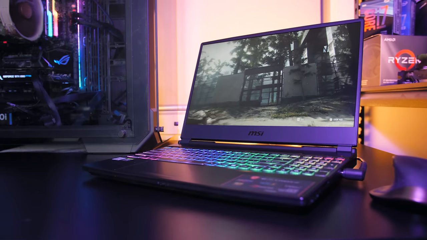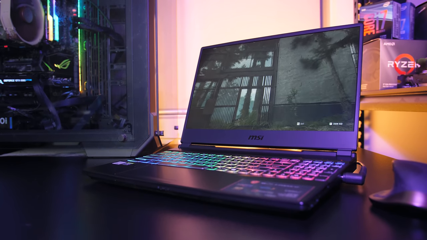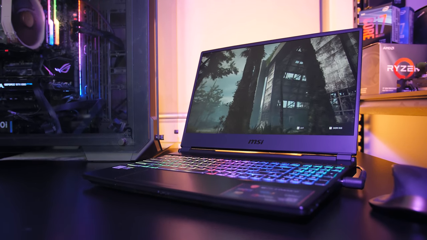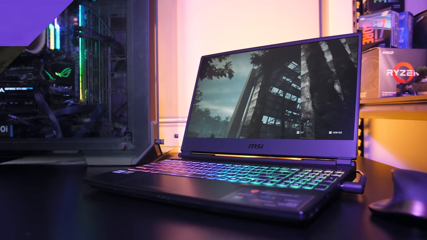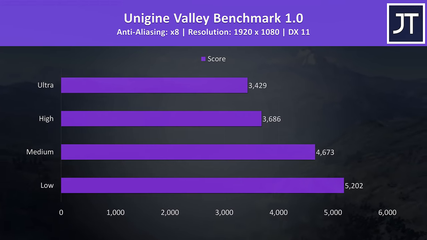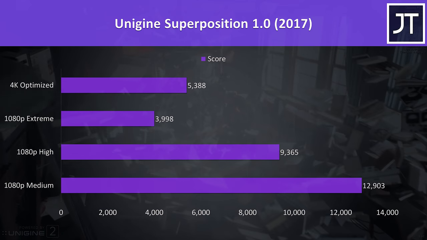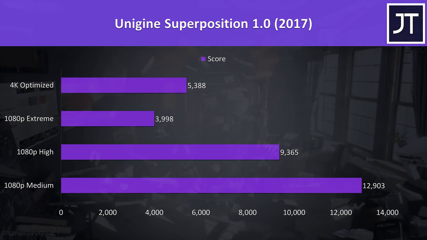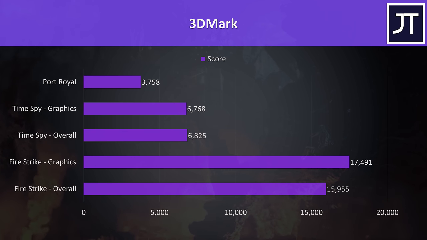If you're after more gaming benchmarks, check the card in the top right corner or link in the description where I've tested 20 games in total on this machine. Now for the benchmarking tools. I've tested Heaven, Valley, and Superposition from Unigine, as well as Firestrike, TimeSpy, and Port Royal from 3DMark. Just pause the video if you want a detailed look at these results.